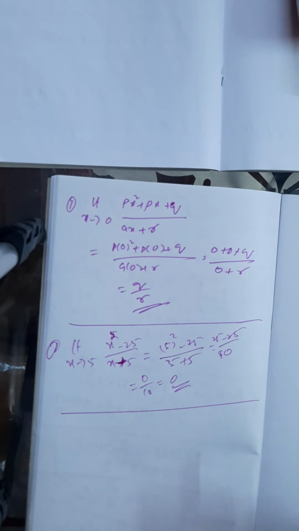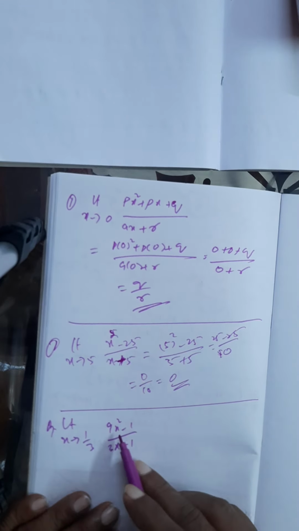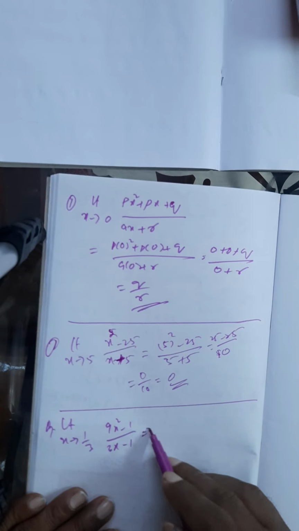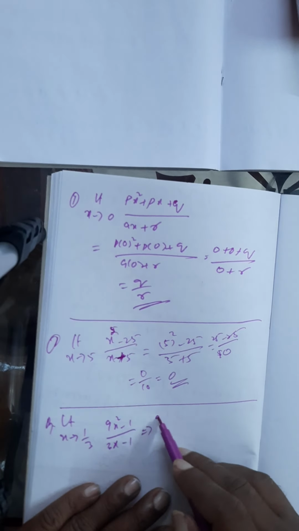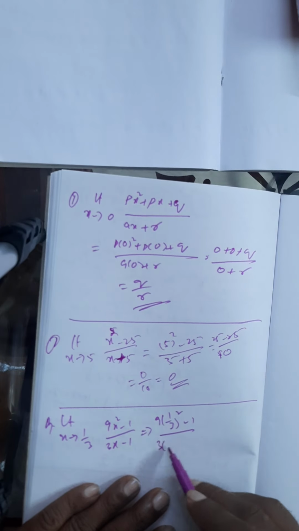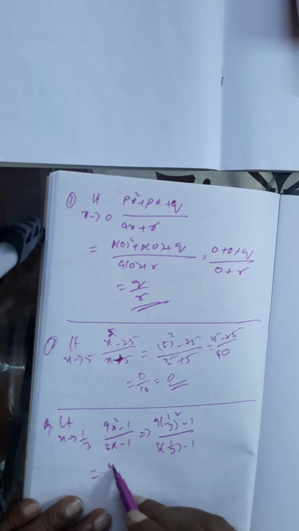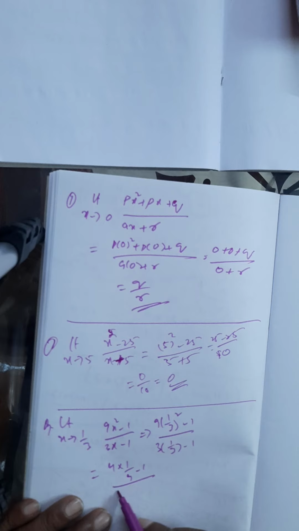Now see this question. If you apply the limit directly at 1 by 3, you will get 0 by 0. Just see here: 9 into (1 by 3) whole squared minus 1, divided by 3 into 1 by 3 minus 1. So this is nothing but 9 into 1 by 9 minus 1 divided by 3 into 1 by 3 minus 1.